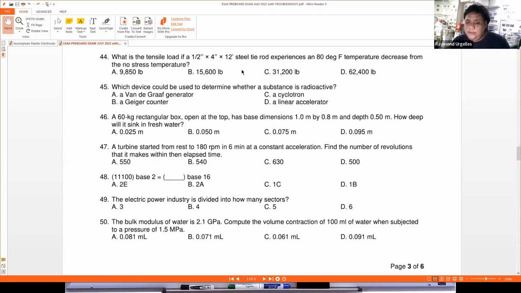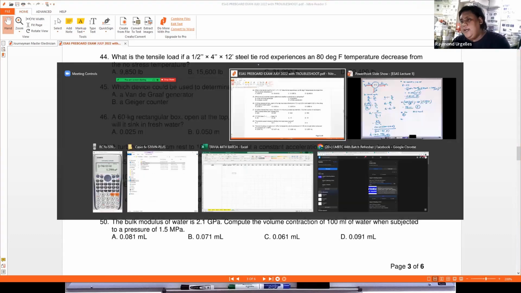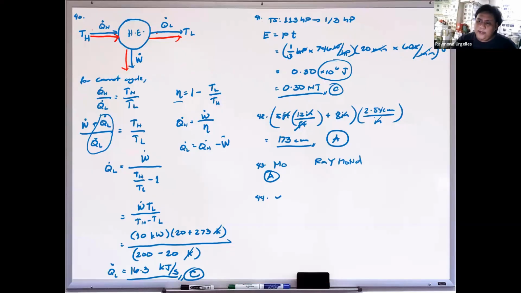Okay? So for this one, dapat alam nyo kung ano yung mga constants natin. Ang gagamitin natin na alpha for this one is 6.5 times 10 to the negative 6 per degree Fahrenheit. So again, remember, it's either this 6.5 or 6.7. Meron na akong na-encounter na problem na hindi rin given yung alpha, pero 6.7 yung ginamit.